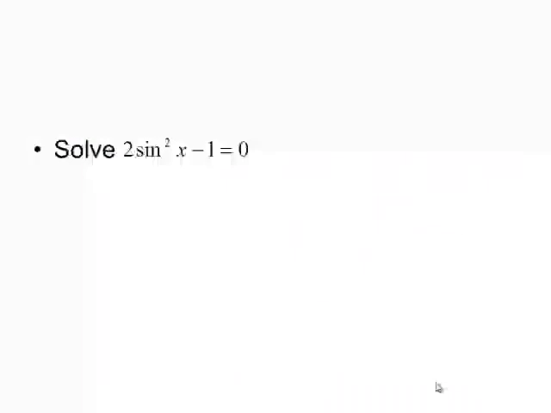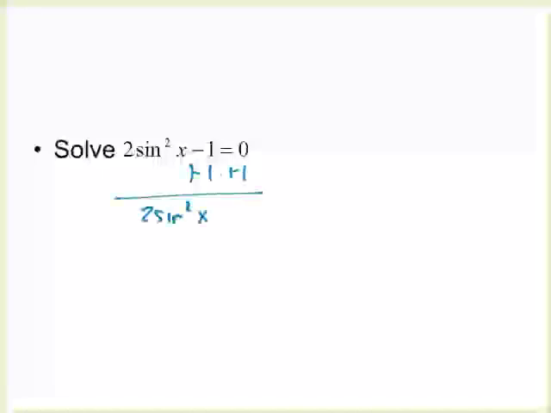For our next one, what do we do first in solving this equation? Add 1. And then? Divide by 2. And we're not actually done with the first step because I want plain trig. I don't want sine squared. I want sine. So what do we do? Take a square root of both sides.